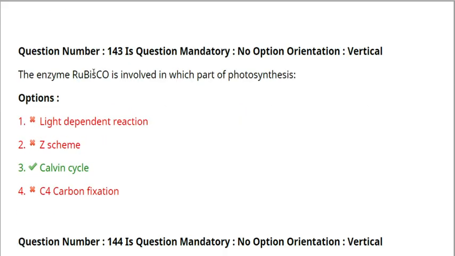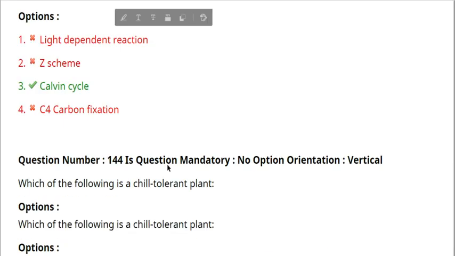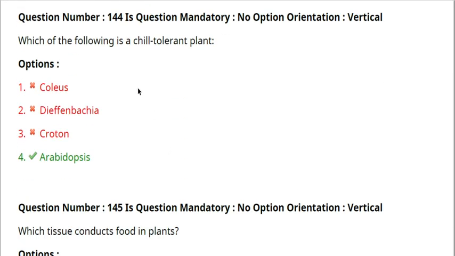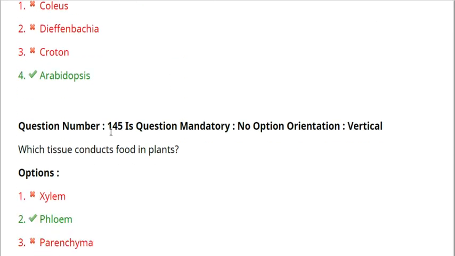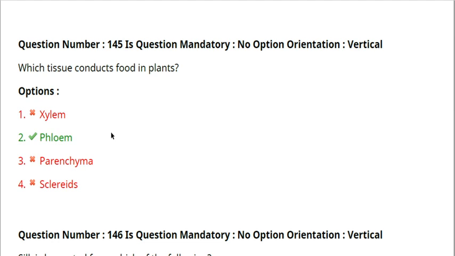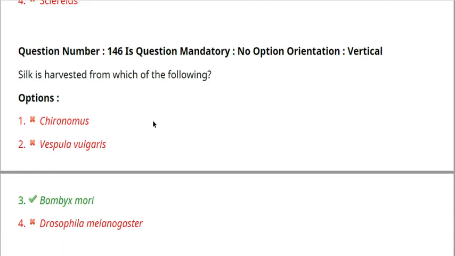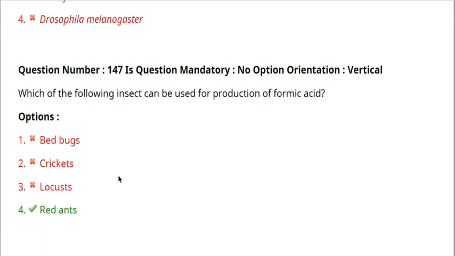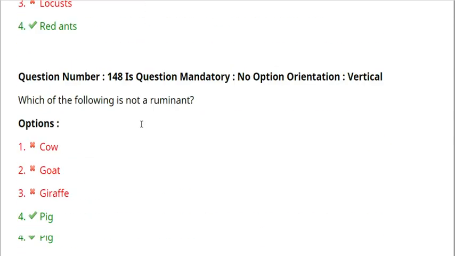The enzyme Rubisco is involved in which part of photosynthesis? The Rubisco enzyme is involved in the Calvin cycle. Okay. Which of the following is a chill tolerant plant? It is Arabidopsis. Which conducts food in plants? Phloem conducts food in plants, and xylem conducts water in plants. Silk is harvested from Bombyx mori. Next, Drosophila melanogaster is also called the Cinderella of genetics, friends. Okay, which of the following insects can be used for production of formic acid? Red ants are insects which are used for production of formic acid.